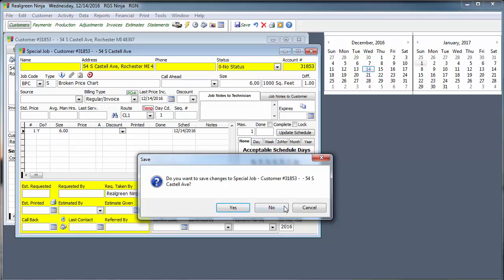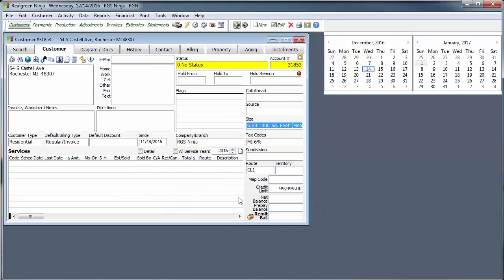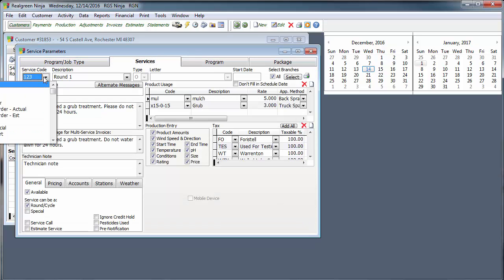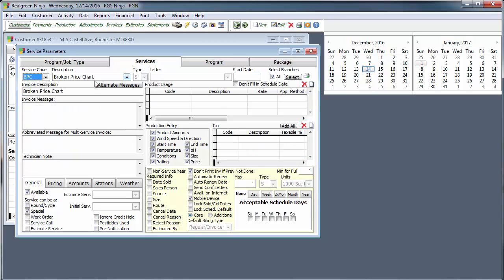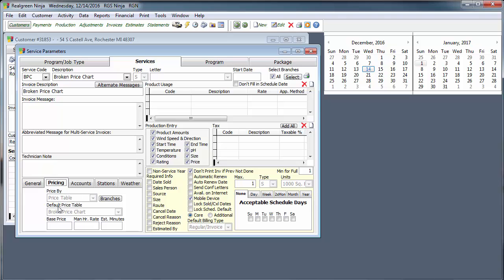So first you're going to want to figure out which price chart that service is going to be using. We're going to go to Data, Product Parameters, Services, Program Specials, and then Services. Again, I created one specifically for this situation called Broken Price Chart. Under the Pricing tab, I can make sure, A, it's set to a price table, and B, which price table it's set to. I can even hit Edit here and see what price charts are available, but like I said, I'm using one called Broken Price Chart.